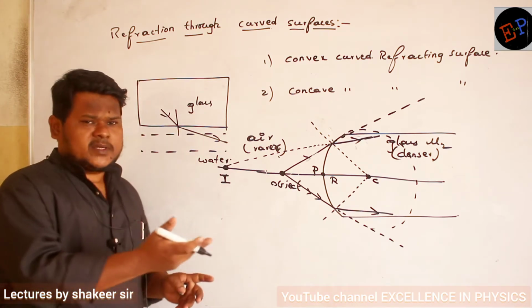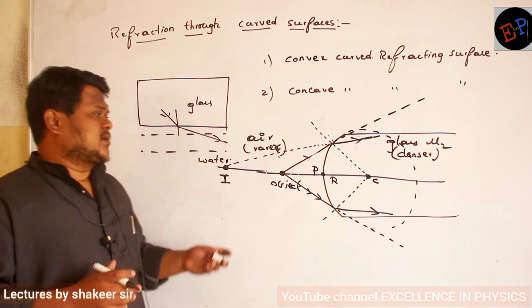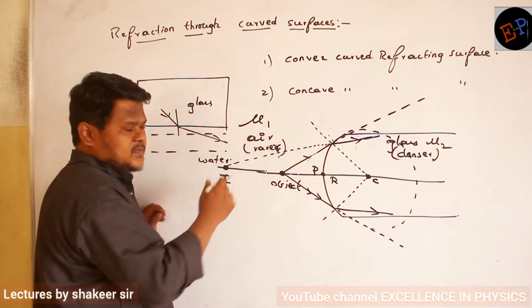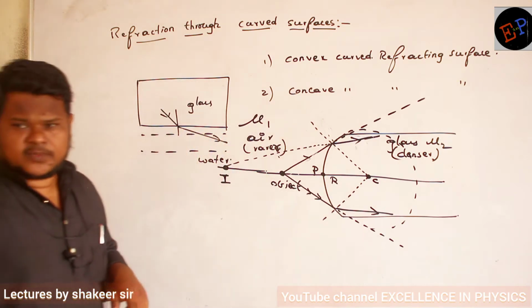So everywhere we are applying Snell's law. Sin i divided by sin r is equal to mu2 divided by mu1. So the rarer medium we always represent by mu1. The denser medium we always represent by mu2. Are you able to understand?